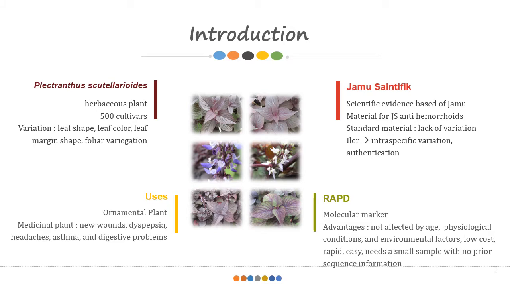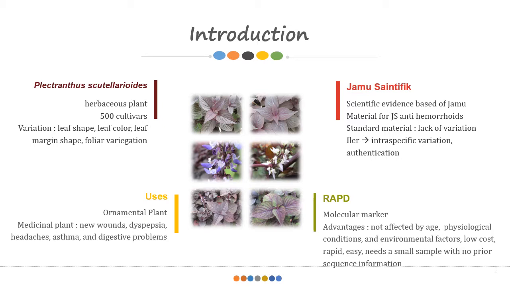Iler, Plectranthus scutellarioides, is a herbaceous plant that has many variations in leaf character, growth habit, and inflorescence characteristics. More than 500 cultivars of Iler were documented. Variation of leaves consists of leaf shape, leaf color, margin shape, and foliar variegation. Iler is native to Africa and Southeast Asia and usually grown as an ornamental due to leaf variation.